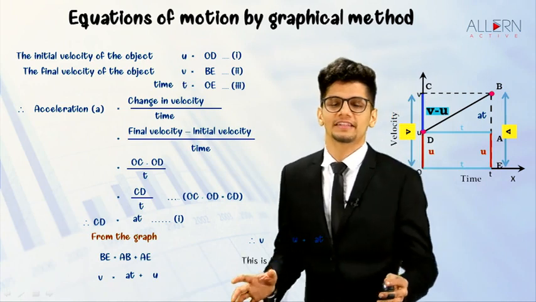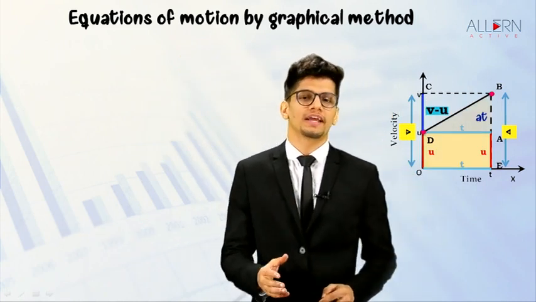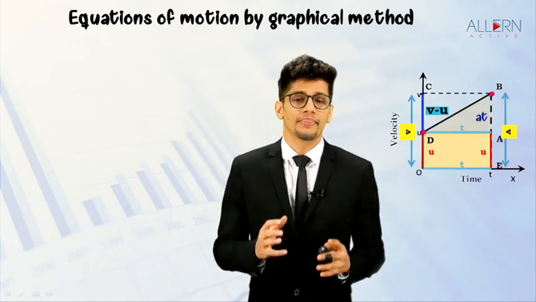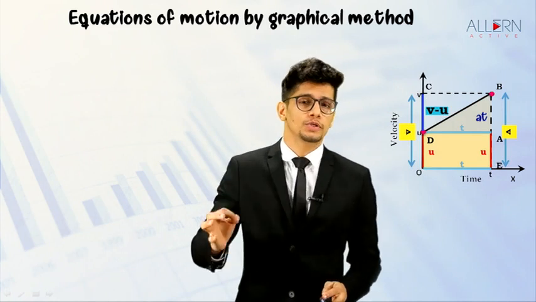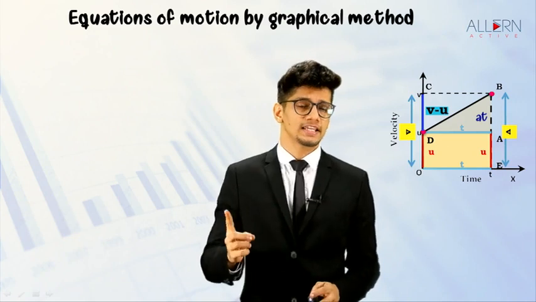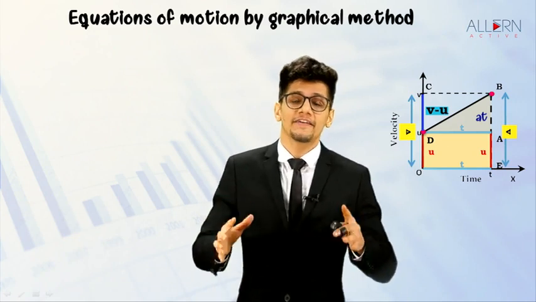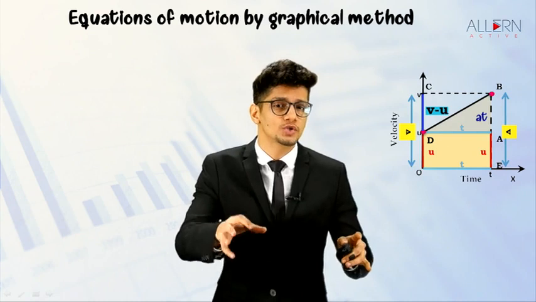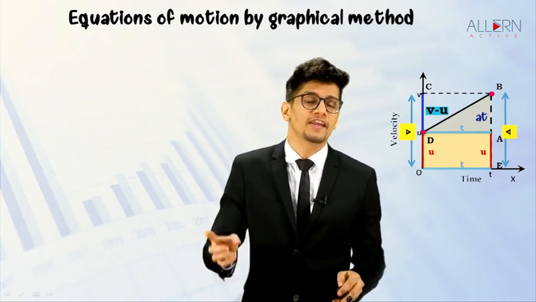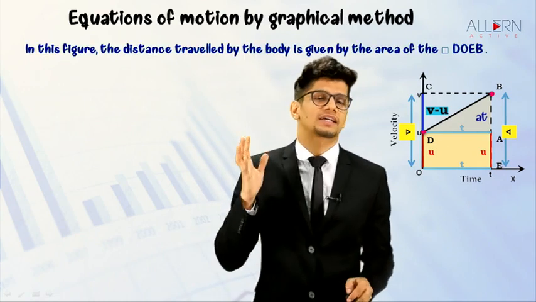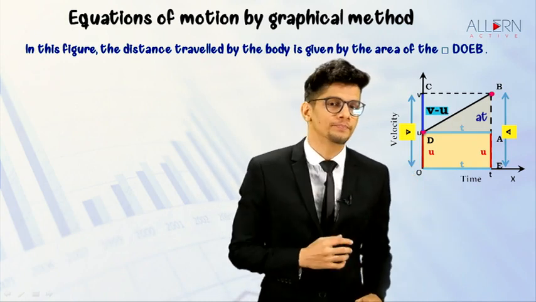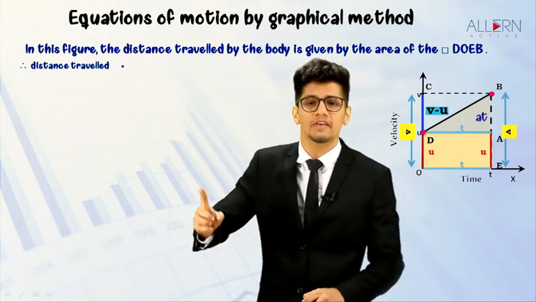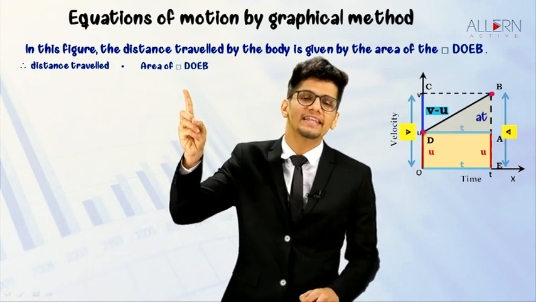So after understanding the first equation of motion, let us now derive the second equation of motion. Now we know that the second equation of motion is s is equal to ut plus half at square, and s is nothing but the distance. That means if from the velocity-time graph we wish to obtain the distance, we have to find the area under the graph. And the area under the graph is nothing but this quadrilateral, that is DOEB. That means the distance travelled will be equal to the area of quadrilateral DOEB.